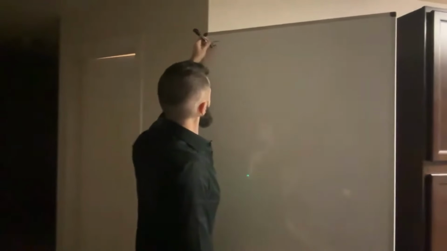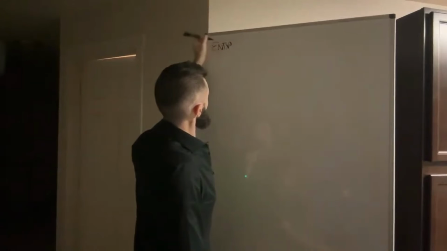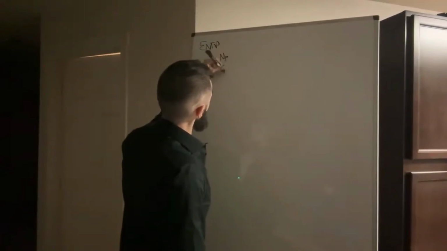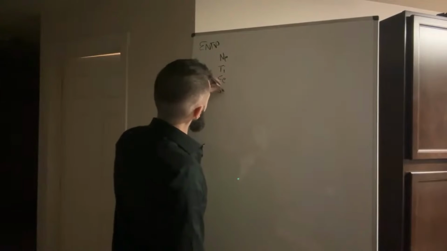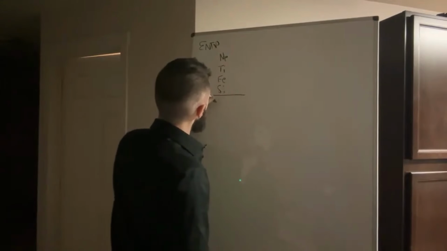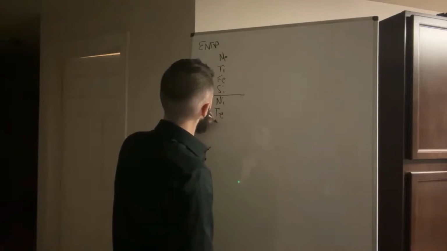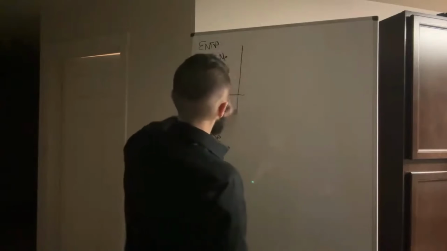We're going to do some ENTP-ness right here. All right, we got some ENTP. Naturally, we're going to have extroverted intuition. We're going to have TI parent, FE child, SI inferior, and then we're going to have NI nemesis, extroverted thinking critic, introverted feeling trickster, and extroverted sensing demon.